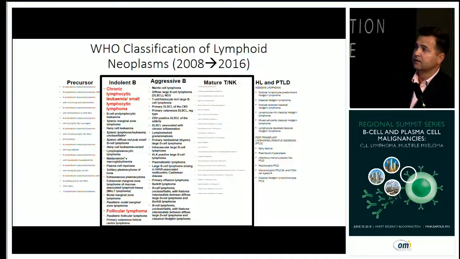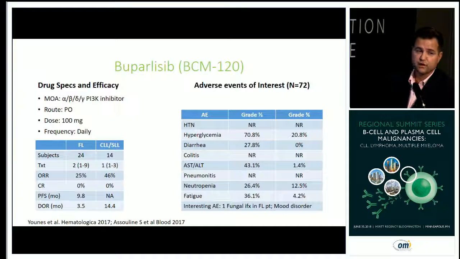And so with that, I was given the task of talking about non-Hodgkin's lymphoma, which is a very broad topic, but I chose to cone it down to discuss not only results within CLL, SLL, but also within follicular lymphoma with these individual drugs. So the first drug that we're going to talk about is buparlisib, and I was saying that this was a pan PI3 kinase inhibitor. It is an oral drug given once a day, so we're going to see some different routes of administration, but also some frequencies.